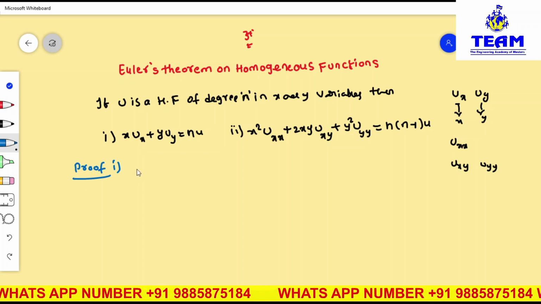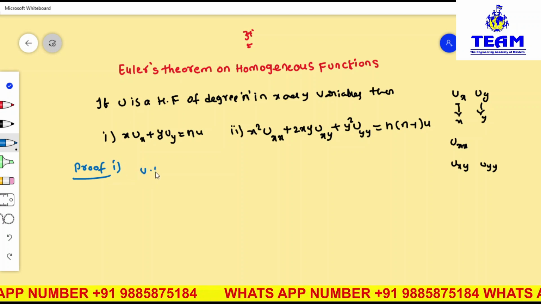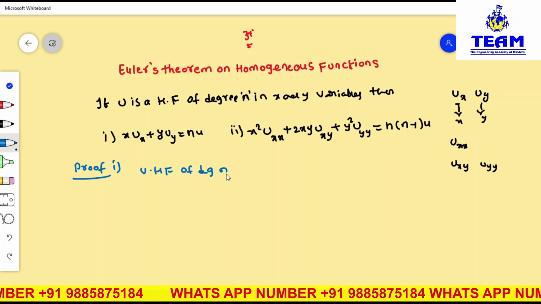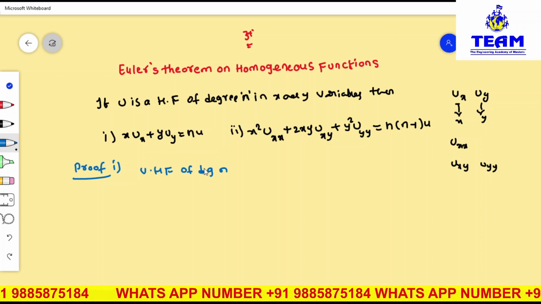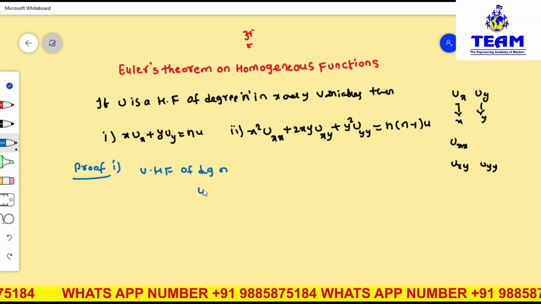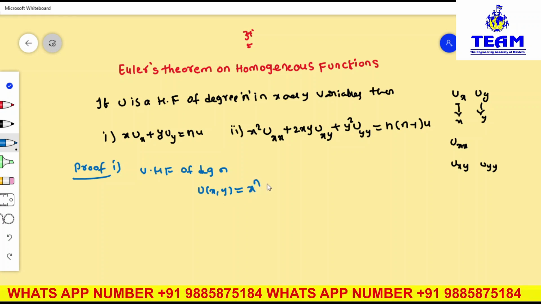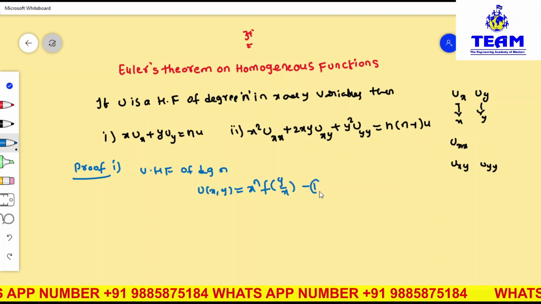Now we are discussing the first proof. From the statement you can say u is a homogeneous function of degree n. So we have different forms when u is a homogeneous function. So I am considering u(x, y) = x^n f(y/x). You consider this as equation number 1.